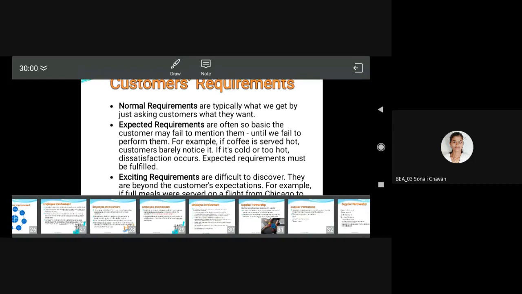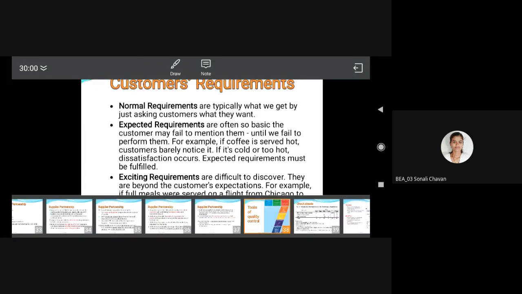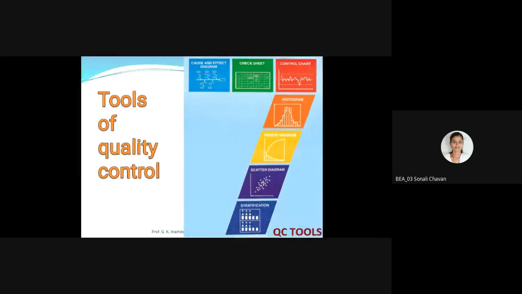Seven tools of quality control we already discussed, na. Let's see them briefly now. So these are the tools of quality control. So cause and effect diagram, check sheet. So let's start with the check sheet.